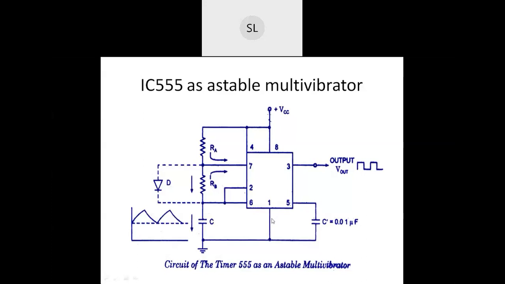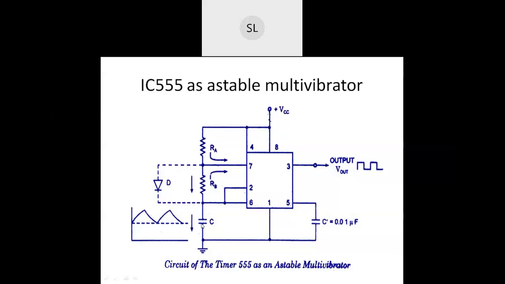Okay, so let us try to understand. Now here RA has been connected. RA is connected to pin number 4 and 7, whereas one more resistor, RB, is connected between pin number 7 and 6. As you can see here, we have shorted pin numbers 2 and 6, and between pin number 7 and 6, or pin number 7 and 2, we connect a resistor RB. Then between pin number 6 and ground, we have connected a capacitor here.